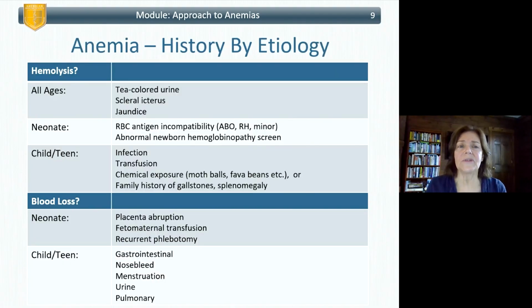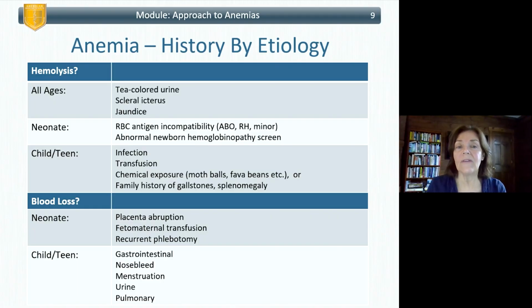Sometimes we approach the anemia by the different causes as well. If a person might have hemolysis, they might present with tea-colored urine, which is literally the bilirubin in the urine. They'll have scleral icterus or jaundice. In the newborn period, you may have a setup for a red blood cell antigen incompatibility, whether it be the A, B, O, Rh, or minor antigens.